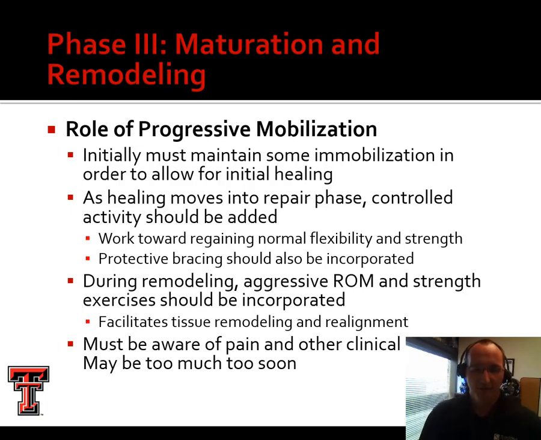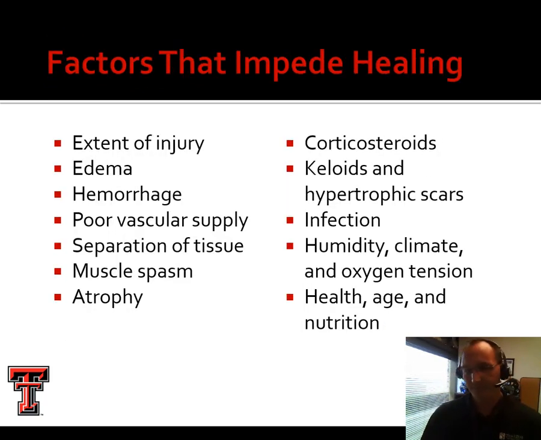It has to heal. So during remodeling, we want to be as aggressive as we can be with range of motion and strength exercises. Even if we're in a cast and we can't move, doing isometrics can be beneficial. We've got to be aware of how our exercise prescription is causing this maturation and remodeling to occur, because too much too soon can result in significant swelling and pain. Okay, so that's what we're constantly looking for. We want to push as far as we can without overtaxing the tissue.